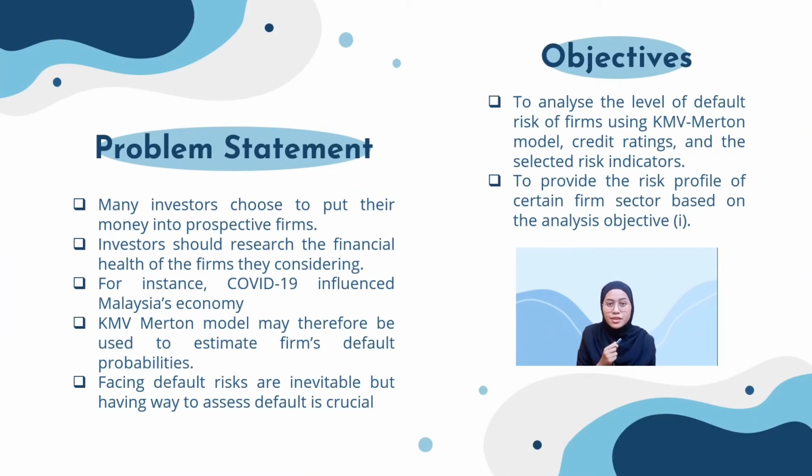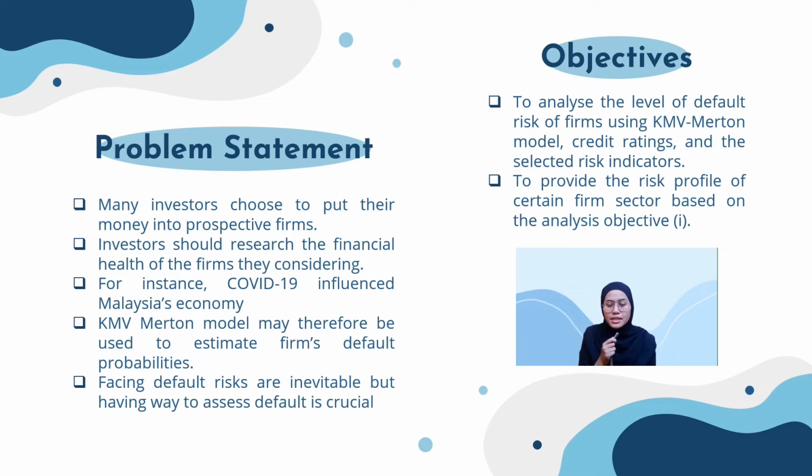For the problem statement, investors should research the financial health of any firm they are considering investing in before making any decisions. For instance, COVID-19 had an effect on Malaysia's economy as default probability is not included in credit ratings provided by ratings organizations like MARC, which prevents investors from making informed investment decisions. KMV-Merton model may therefore be used to assess a firm's financial status before making an investment. Facing default risks are unavoidable, but having a way to assess default is crucial to minimize the impact of a possible crisis in the future.